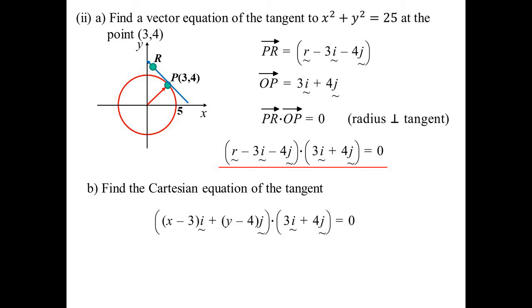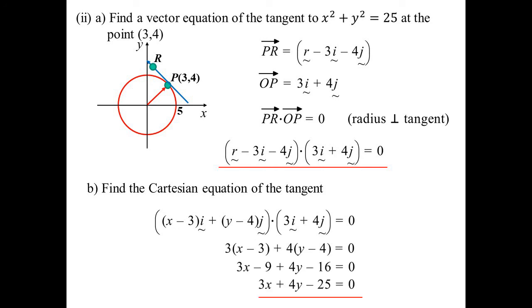So r, I'll give random coordinates x, y. And so the first one becomes (x minus 3)i plus (y minus 4)j. Dot product, x times the x's, y times the y's: 3x minus 3 plus 4y minus 4. And eventually, there it is, 3x plus 4y minus 25 is equal to 0. There it is in general form.